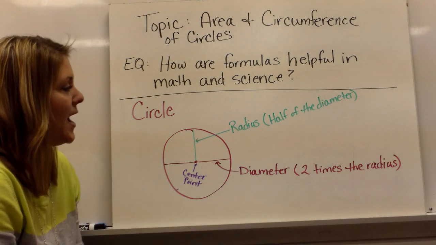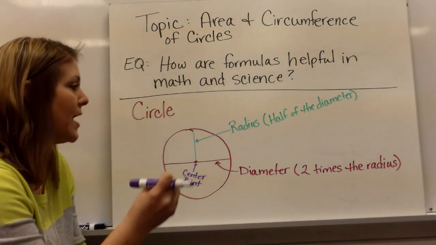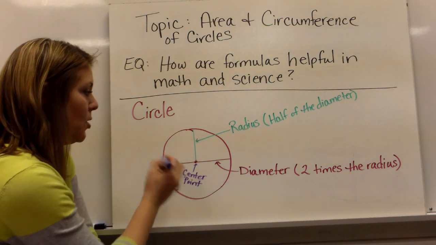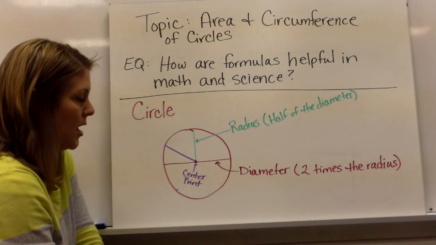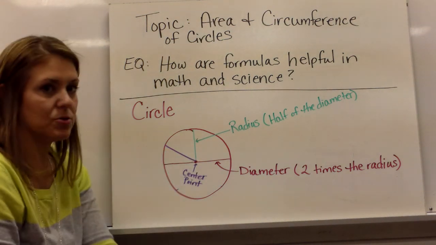The radius is half of the diameter. It's half the distance across the circle. So it's any segment that goes from the center point to any part on the circle. So that could be a representation of the radius, as long as it goes from the center out to the circle.